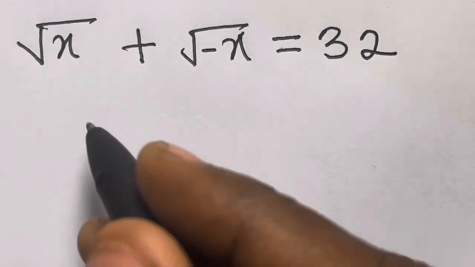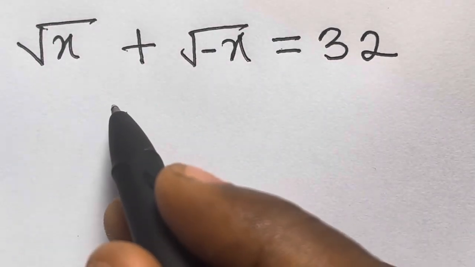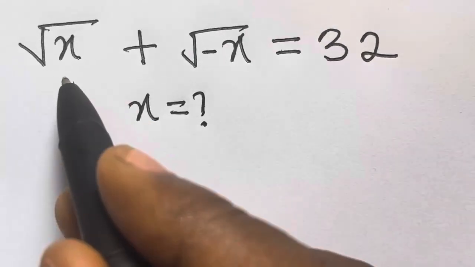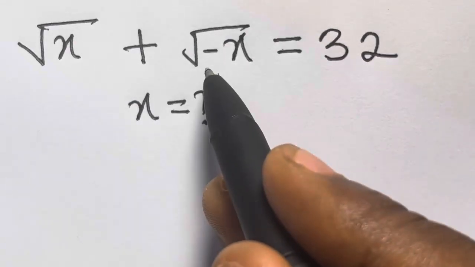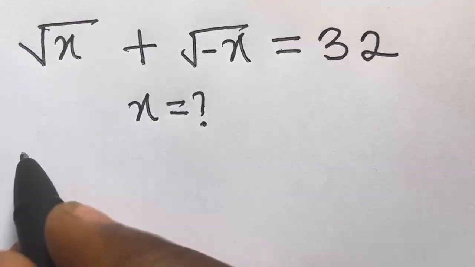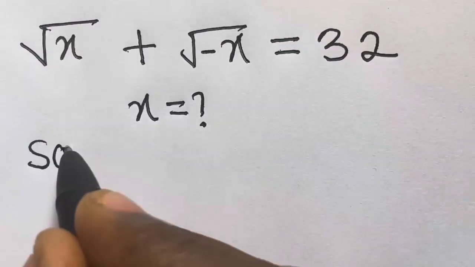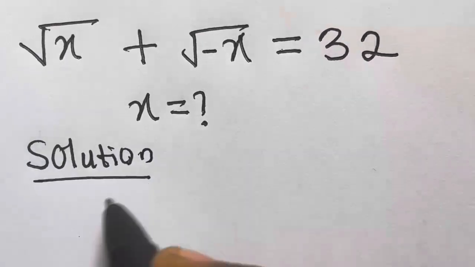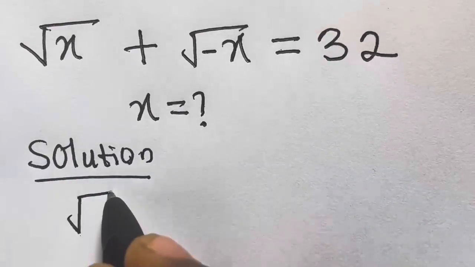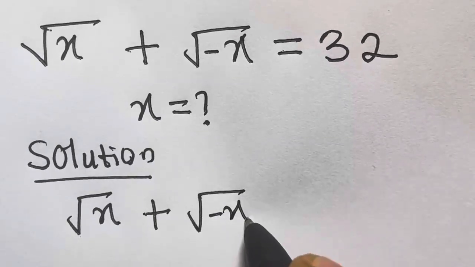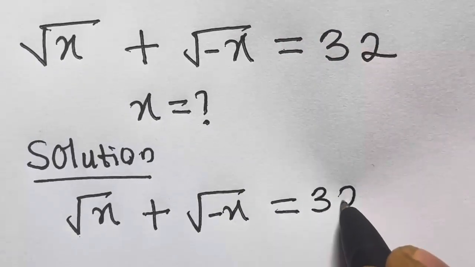Hi, welcome to mathematics. In this video, we want to solve for x in square root of x plus square root of minus x equals 32. So let's say solution. We have square root of x plus square root of minus x equals 32.